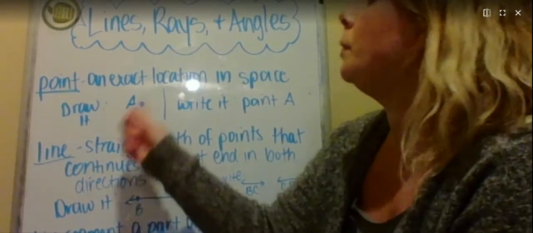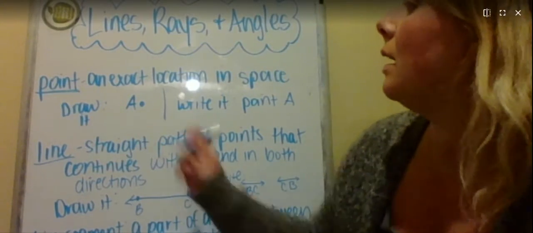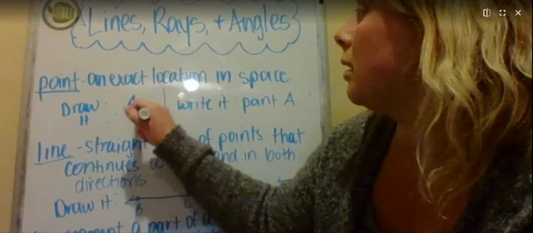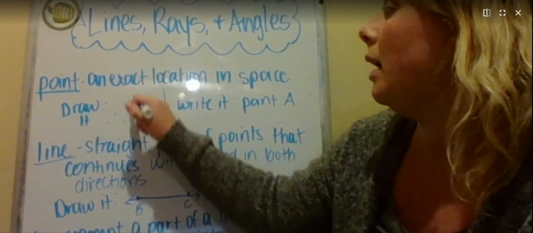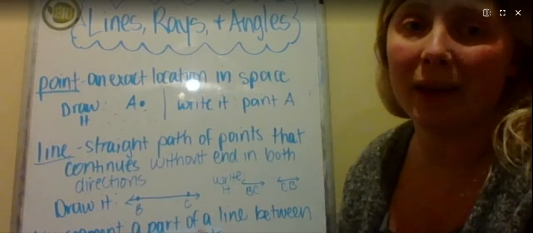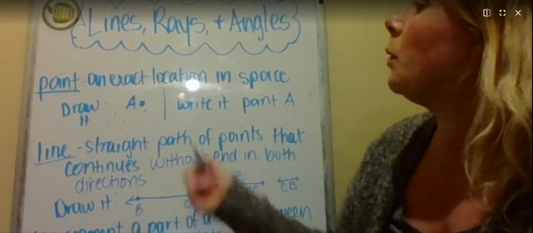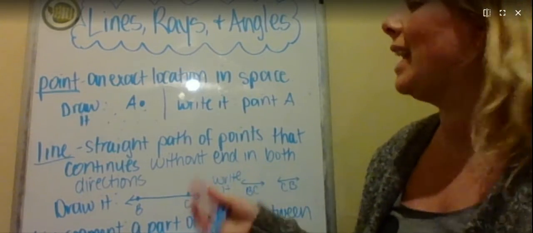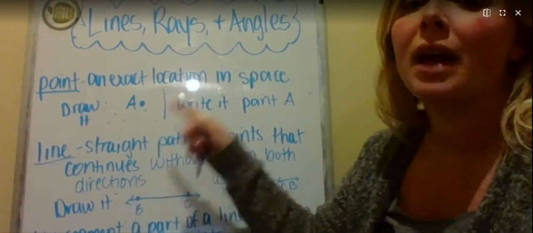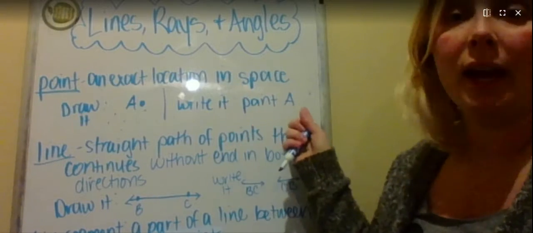Okay, so a point is just one dot. Anywhere could be points. How we draw it is we draw a point and make it like a letter A. A point is an exact location in space. How we would say it is just point A, and how we would write it would be point A.